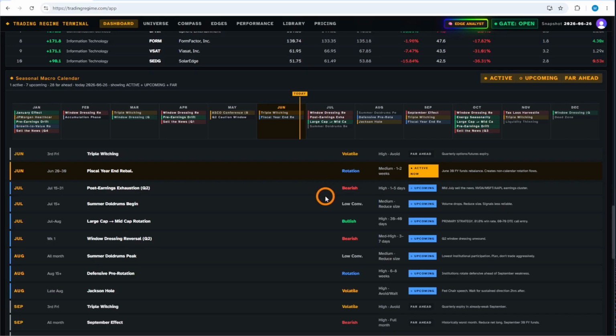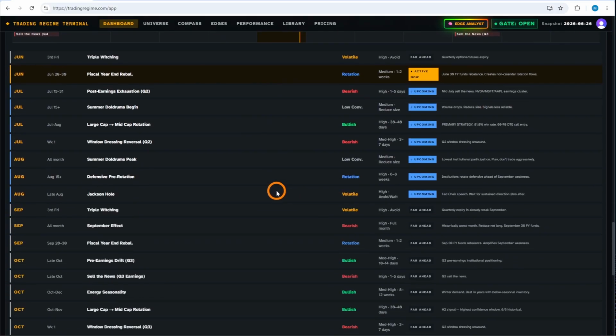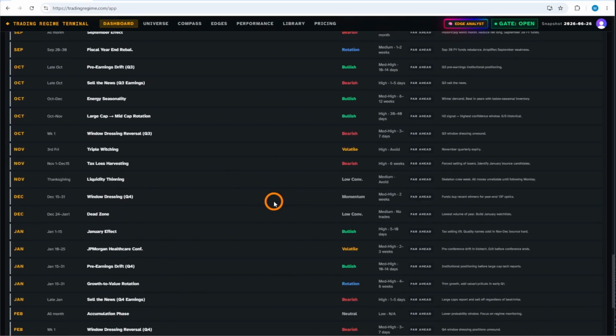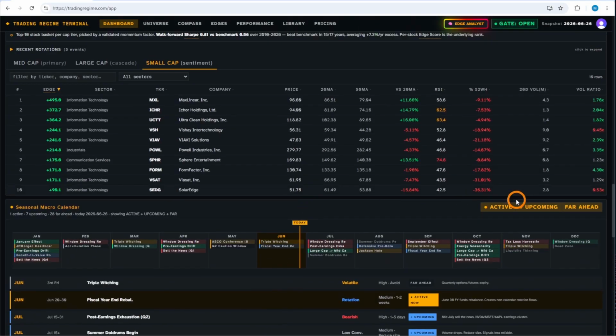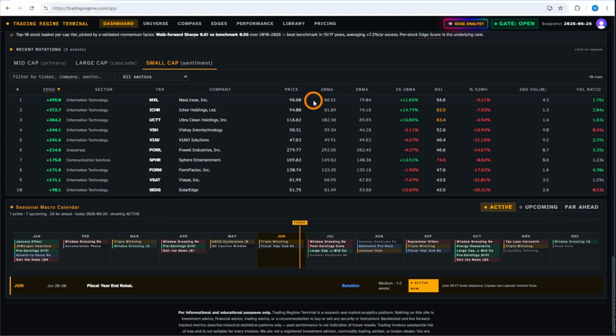So be mindful of that. It's a high probability of that happening mid July. Sell the news, all that kind of thing. Again, not financial advice. It's just probabilities of these things happening on a cycle basis. So keep that in the back pocket. It's always good to have.